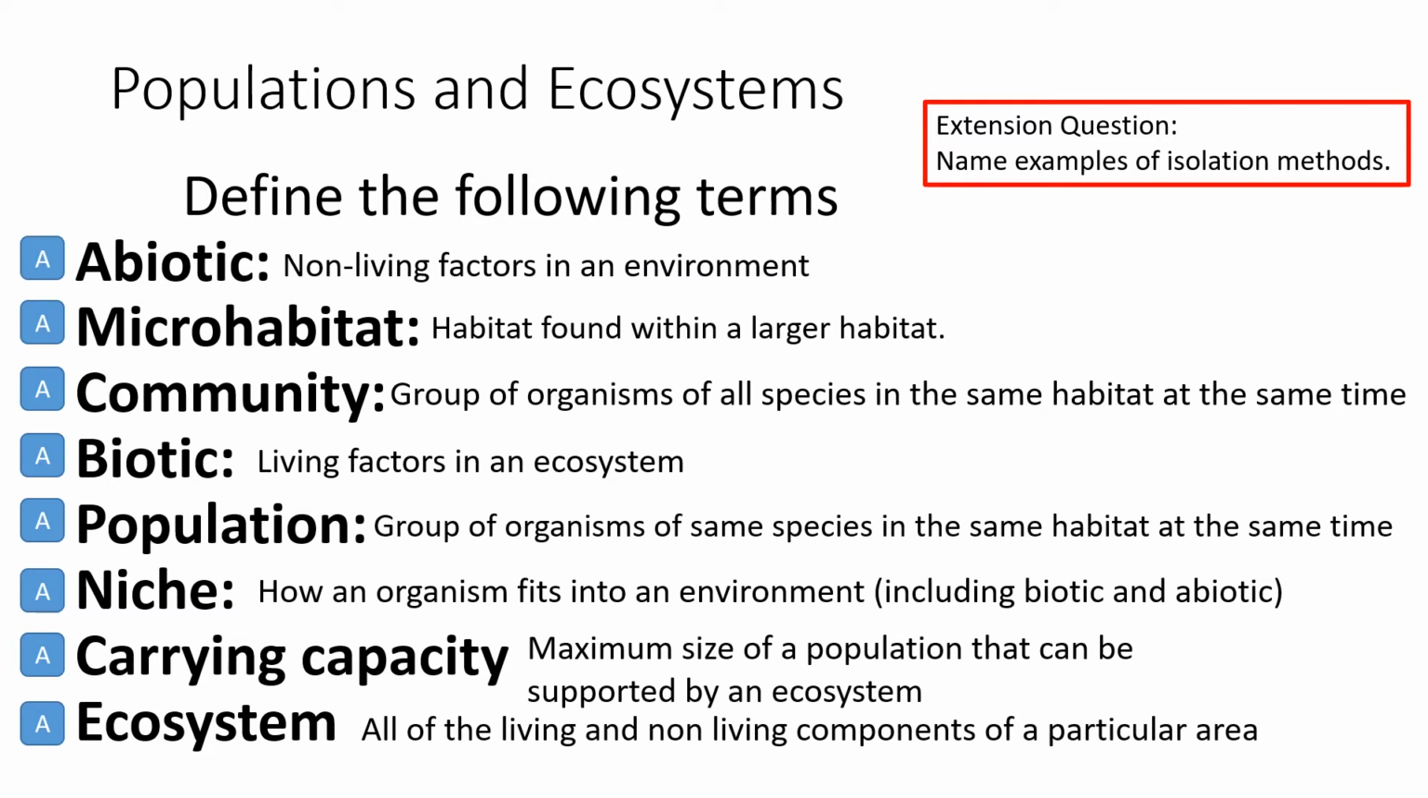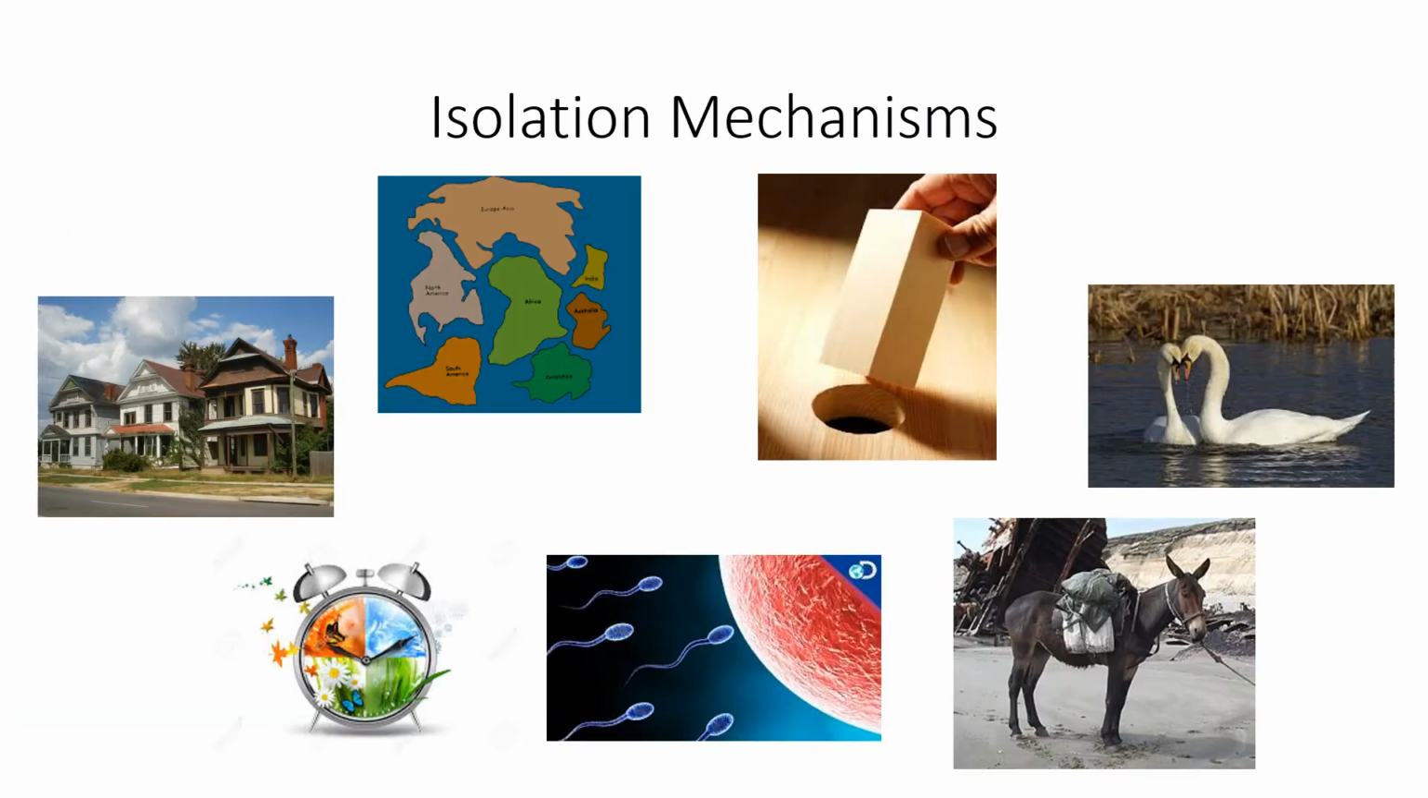So these are the definitions that you should memorize before you go any further through the course. As I say, a number of them are GCSE, but just make sure you're 100% before you go any further. So there are several isolation methods that ensure that you have reproductive isolation or separation of organisms, which means that they will be classified as different species.